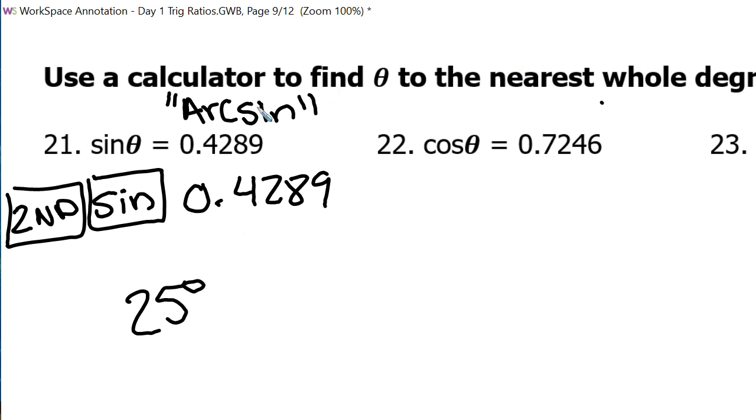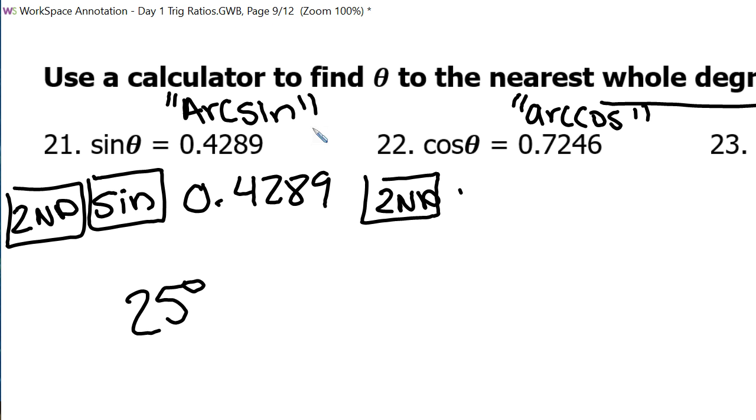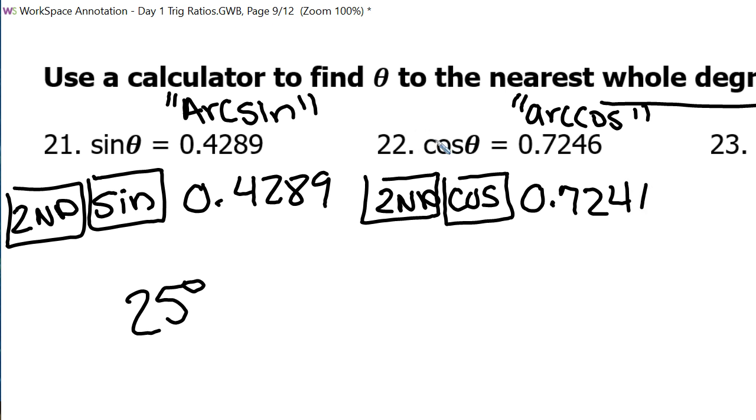Next one, number 22. They're giving us the answer for cosine. So this answer is called the arc cosine. So if they give you the answer, you have to do second and then cosine, and then type in the number, 0.7246. What was it? 44 degrees, do we agree?